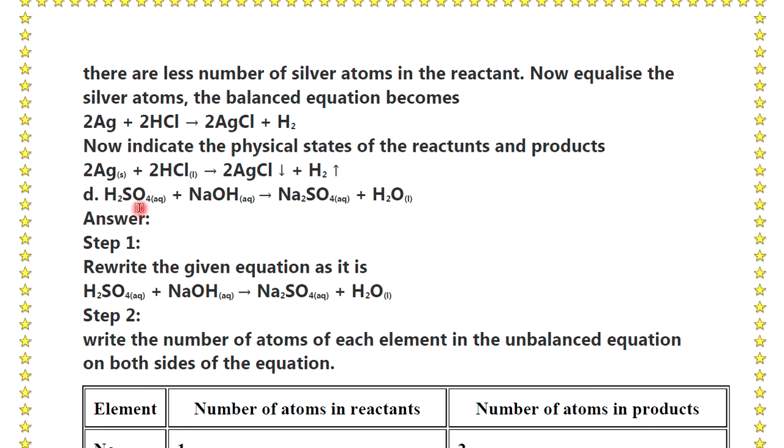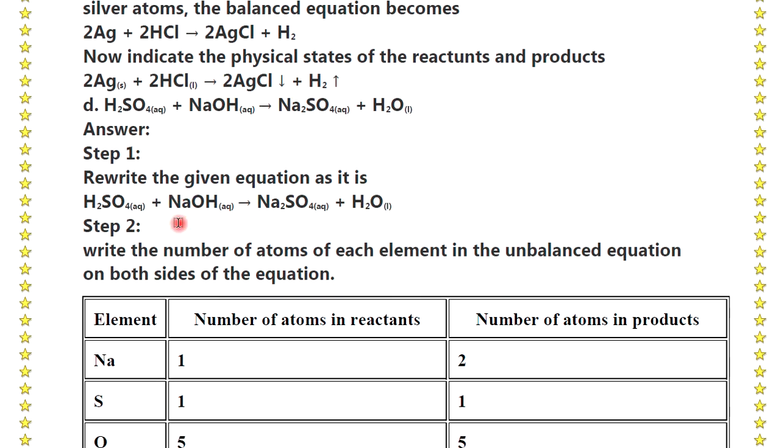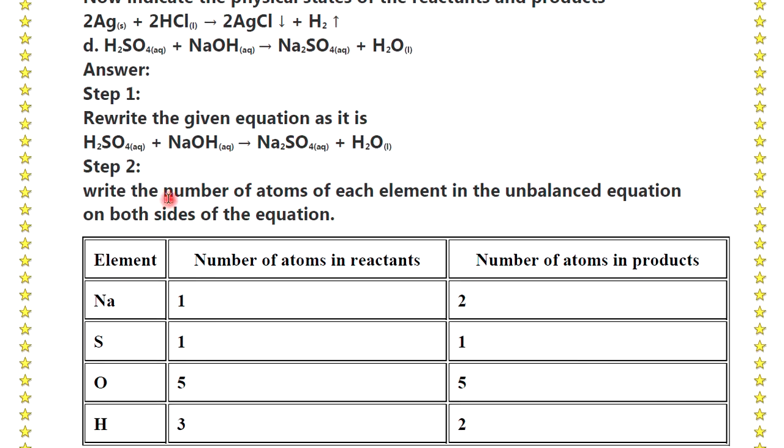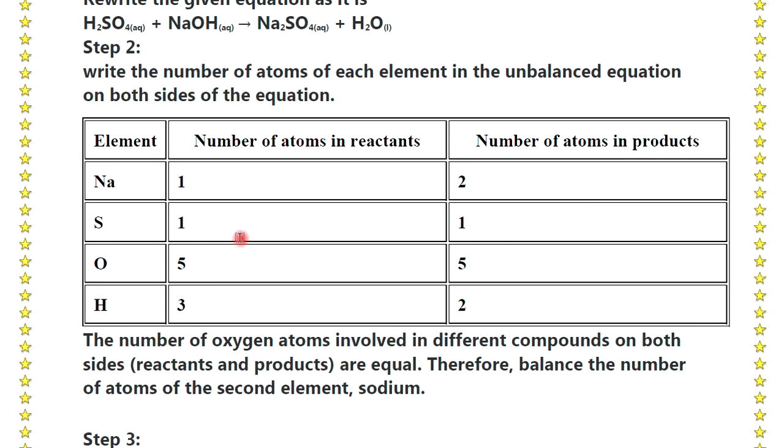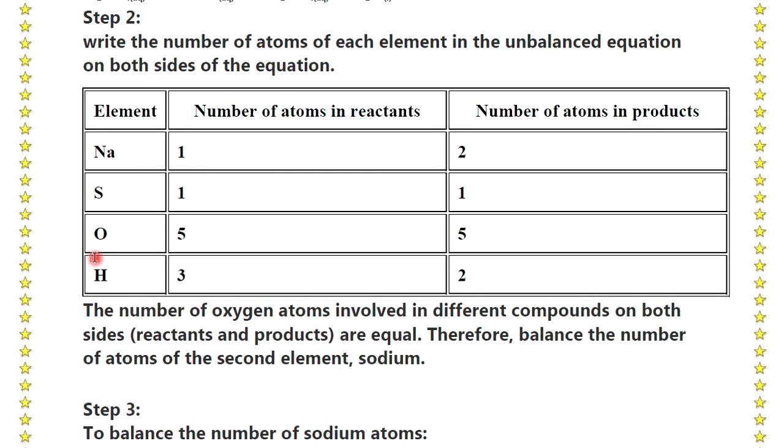D. H2SO4 plus NaOH gives Na2SO4 plus H2O. So let us solve this chemical reaction. Step 1, rewrite the given equation as it is, that is H2SO4 plus NaOH gives Na2SO4 plus H2O. Step 2, write the number of atoms of each element in the unbalanced equation on both sides of the equation. The elements are sodium, sulfur, oxygen and hydrogen. The number of atoms in the reactant are 1, 1, 5 and 3. The number of atoms in the product are 2, 1, 5, 2.